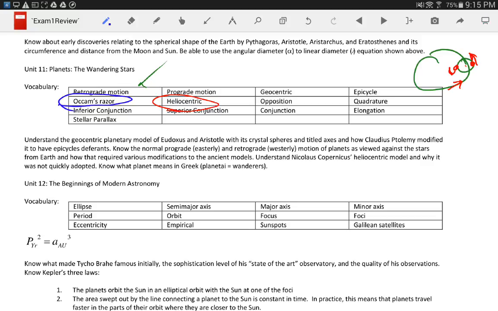Because of that, he got this great observatory. He took really good measurements of where stars and planets were. He didn't come up with anything very useful for that, but he passed this data off to Kepler, who did use it.